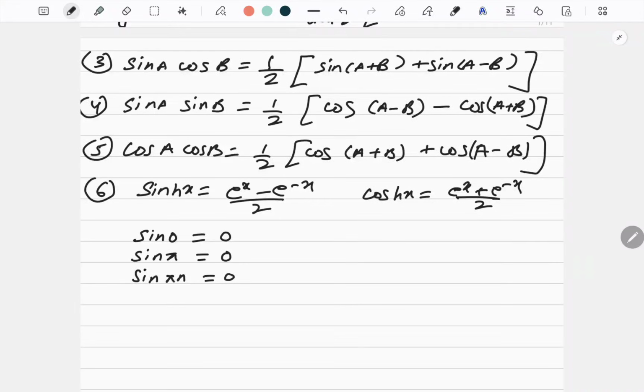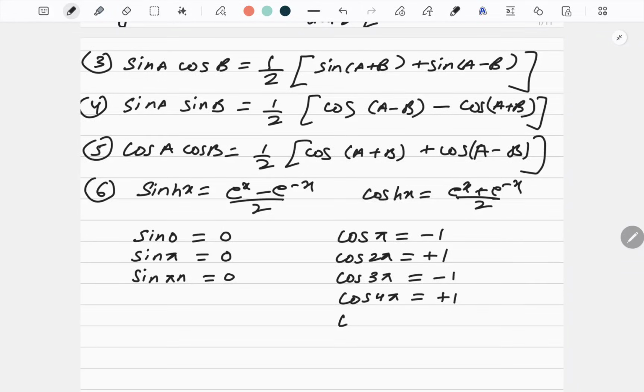But in the case of cos, what happens? Cos π is equal to −1. Cos 2π is equal to +1. Then cos 3π is equal to −1. Cos 4π is equal to +1. What are you understanding by this? It means that cos nπ is equal to (−1)^n. Because see, an odd number gives a minus sign, an even number gives a plus sign. So I can generalize it: cos nπ is equal to (−1)^n.